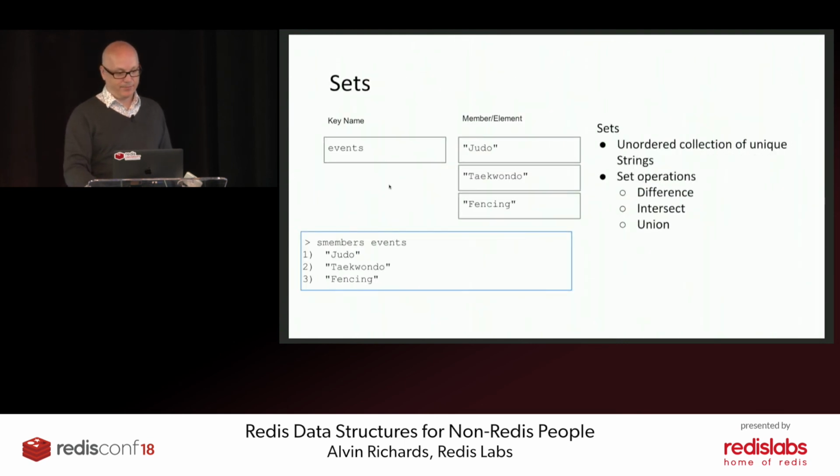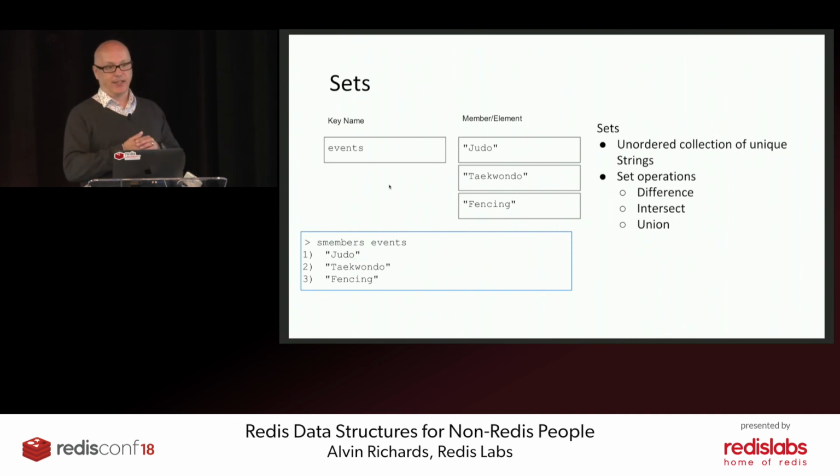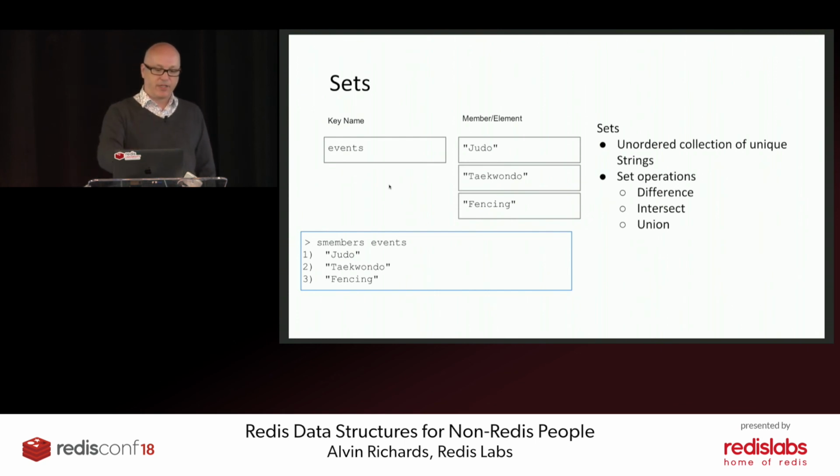All right, sets. So sets are an unordered collection of unique values. And so you probably saw in the keynote this morning, a set could be used for recording unique words or unique tags. Let's say I'm tagging objects, I can create sets of all the unique tags that I've ever seen. So we can see here we've got a set with 3 elements, and I can find the members of those elements. I can do an SMEMBERS events, and I can see judo, taekwondo, and fencing.